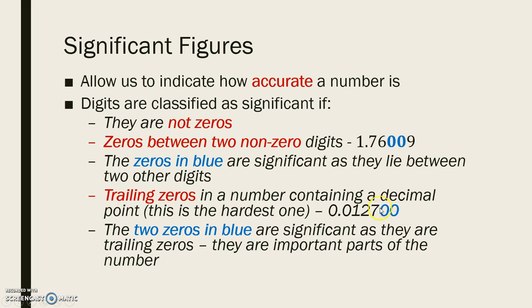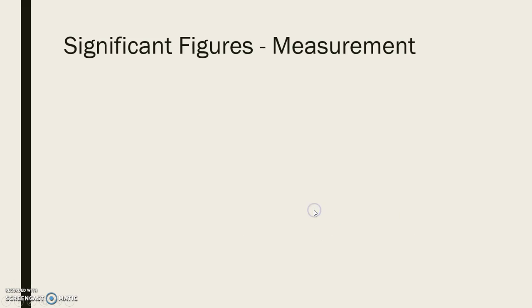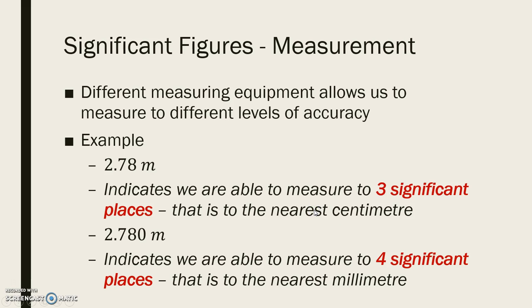So in this case, these 2 zeros here at the end are significant because the number is valid without them, but it shows that we actually did measure it or did work it out to that many decimal places. So as an example, when we measure things with a ruler, we have, for example, 2.78 meters here. This is called 3 significant places. And what it does is indicate that we've measured it to the second decimal place of meters, which in this case is the nearest centimeter. That indicates that our measuring instrument, which might be a meter ruler, is accurate to the nearest centimeter.